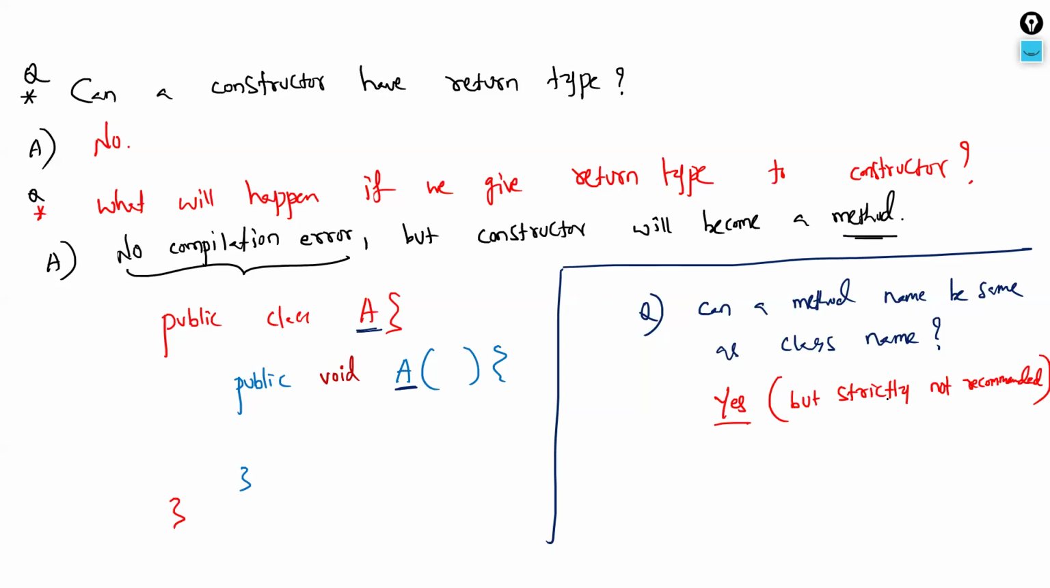Then there is an internal question. Can a method name be the same as a class name? Yes, because the constructor is becoming a method, so the method name is the same as the class name. In that scenario it is possible, but it's strictly not recommended, because the class name is clearly allocated for constructor names, not for method names. So this is what we discussed in our yesterday's class. Correct?